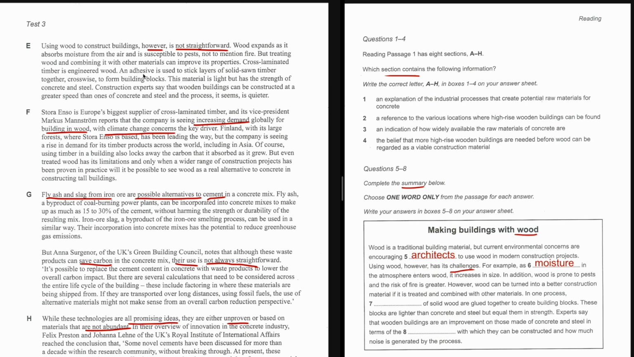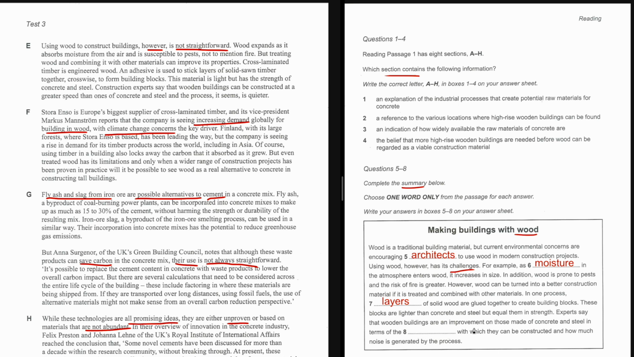Okay. Adhesive. Adhesive means glue. So an adhesive is used to stick layers of solid timber together to make it light. That's the answer. The material is light, so layers are glued together to create blocks. These are lighter than concrete. So what is it that is glued together? Layers of solid wood? Yeah, layers of solid timber. So the answer would be layers. Yes. Next.